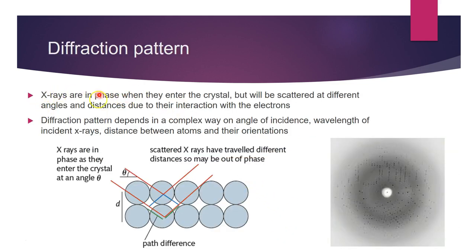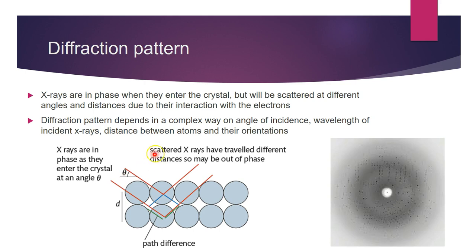So the X-rays are found to be in phase when they enter the crystal, then are scattered at different angles and distances due to their interaction with the electrons, as we see with this diagram here. The diffraction pattern depends on the angle of incidence that it goes in, the wavelength of the X-rays used, and the distance between the atoms and their orientation.